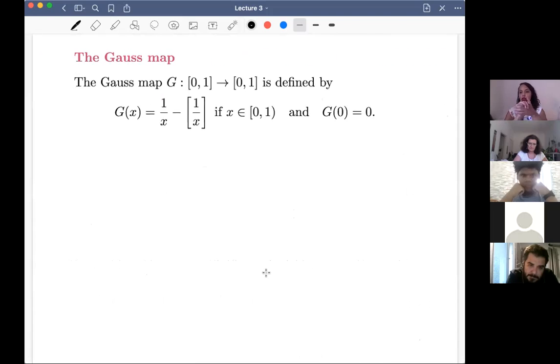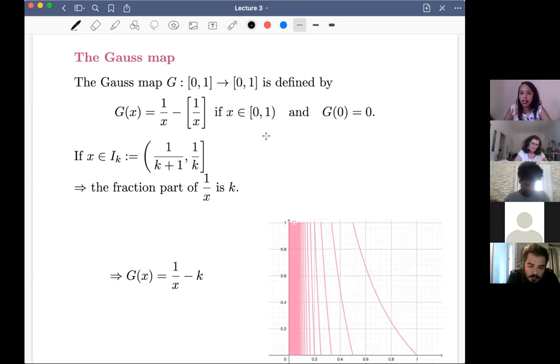So we consider the Gauss map. The Gauss map is defined on the interval [0,1] simply by what I said: it's 1 over x minus the largest integer smaller than or equal to 1 over x, that is, the fractional part of 1 over x. We cannot include 0 because we are dividing by x, so you put the image of 0 equal to 0 to define the map on the whole interval.